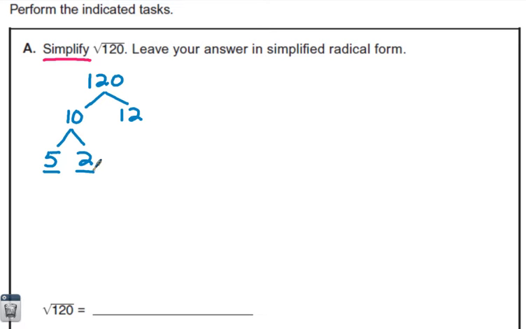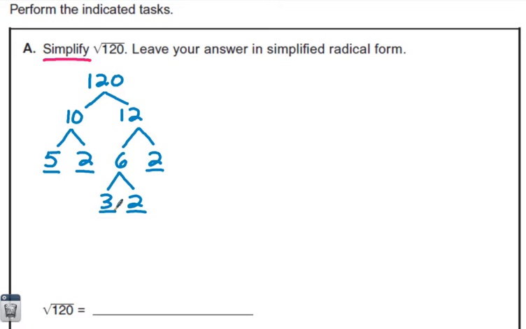Once you get down to 5, you stop at 5, you stop at 2. 12 can still be broken down into 6 and 2. Again, I could have said 3 and 4, but 6 and 2 is fine, and then the 6 can be broken down into 3 times 2, and that's where we stop because we've broken it down all the way it can go.